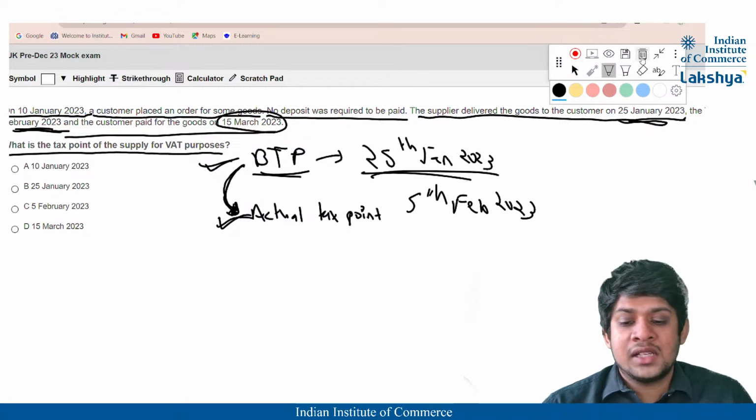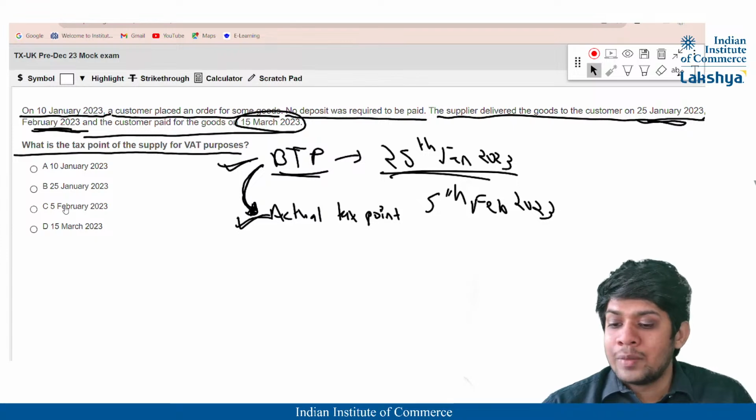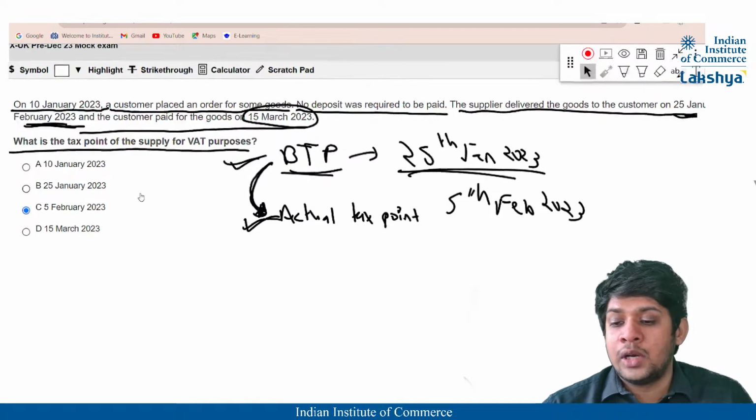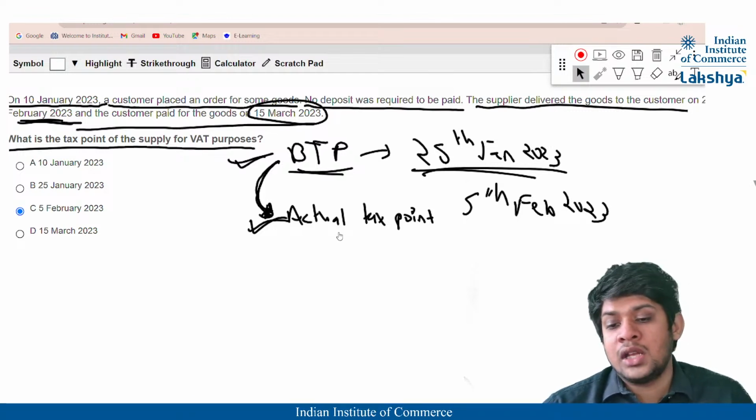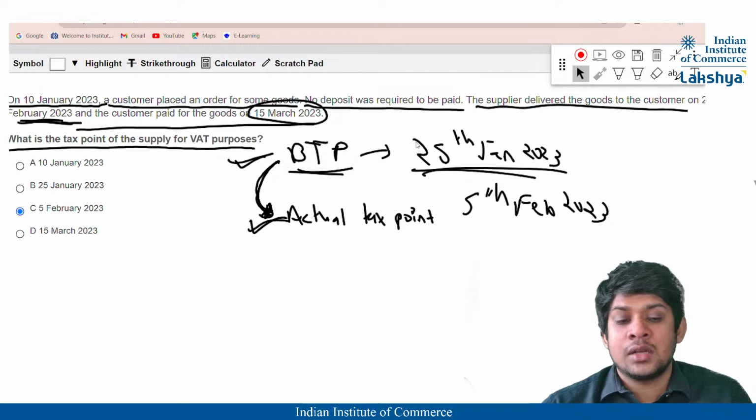Okay. I hope guys it is clear to you all. So my response is going to be 5th February. If I would have chosen 10th January, obviously there is nowhere mentioned. Okay, 10th January is the date when the customer placed the order. That is not going to be the answer. 25th January will not be the answer because it is the basic tax point. And after that, we have to also see the actual tax point if the invoice has been raised within a period of 14 days.